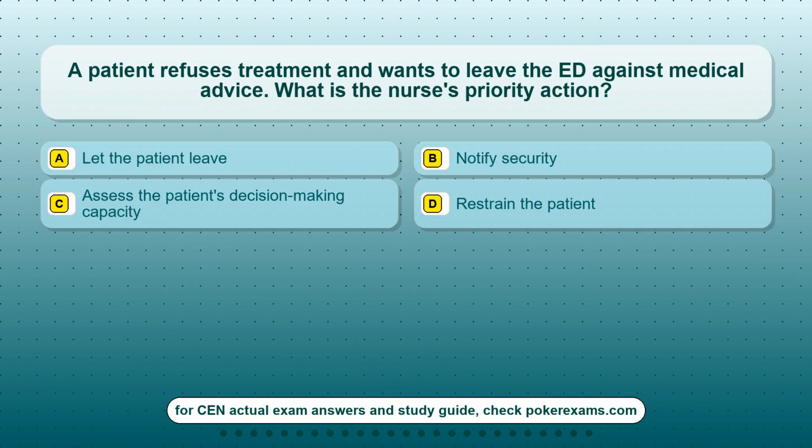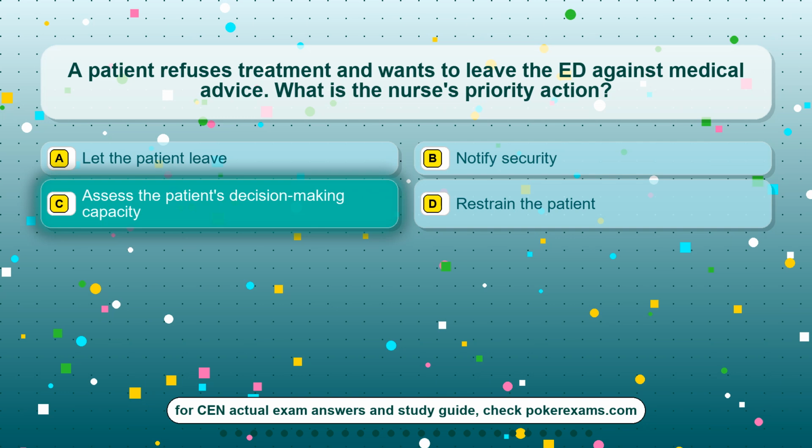Question 21. A patient refuses treatment and wants to leave the ED against medical advice. What is the nurse's priority action? Option A, let the patient leave. Option B, notify security. Option C, assess the patient's decision-making capacity. Option D, restrain the patient.